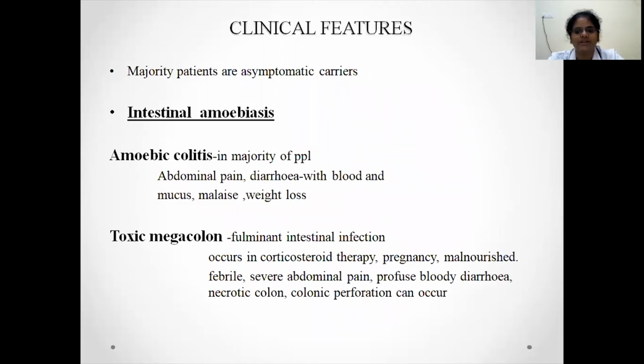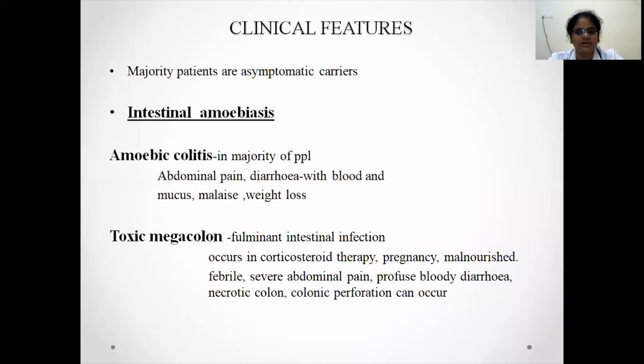A very severe fulminant intestinal infection will be toxic megacolon. That is usually seen in children, with corticosteroid therapy, and in pregnancy. What will be the manifestations over here? The thing to remember is that unlike bacillary dysentery, where the main presentation is along with fever, in amoebic colitis fever is seen in only 1/3 of the patients.